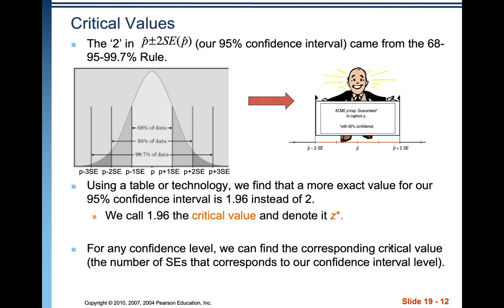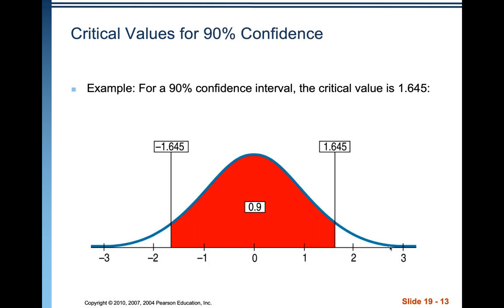The 2 in the p hat plus or minus 2 standard errors for our confidence interval came from the 68, 95, 99.7 rule. Using a table or technology, we find that a more exact value for our 95% confidence interval is 1.96 instead of 2. We call 1.96 the critical value and denote it as z star. For any confidence level, we can find the corresponding critical value, the number of standard errors that corresponds to our confidence level. So, for example, a 90% confidence interval has a critical value of 1.645.